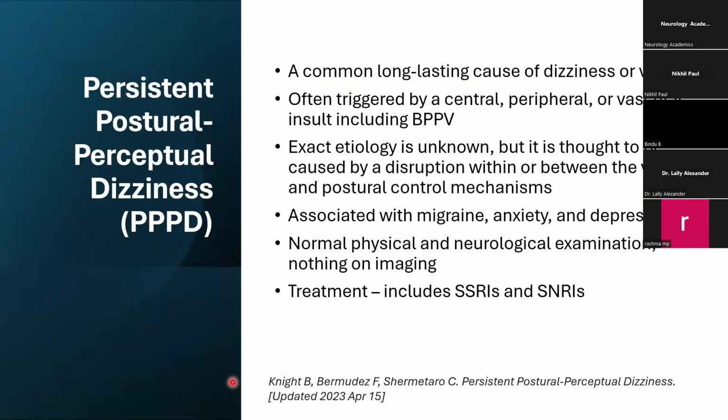As a last slide, this is a complication of long-standing vertigo and dizziness called PPPD, persistent postural perceptual dizziness. This is something we see in our clinical setting where patients keep complaining of vertigo even though we find nothing on clinical examination or imaging. Initially they might have had some insult like BPPV, but now even on testing we're not getting anything. It is said to be associated with migraine, anxiety, and depression, and treatment is with antidepressants rather than our anti-vertigo treatments.